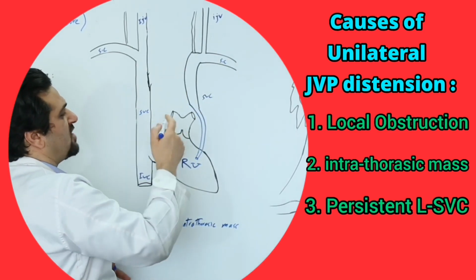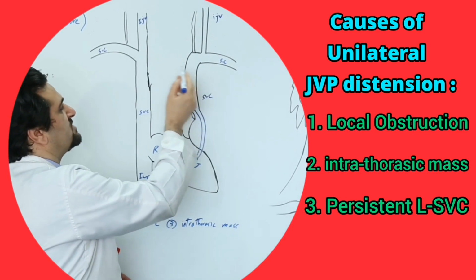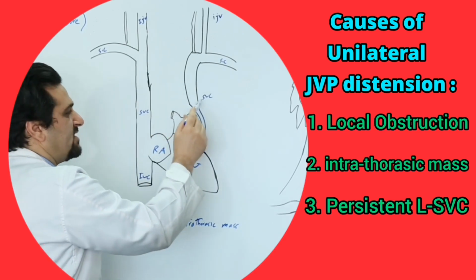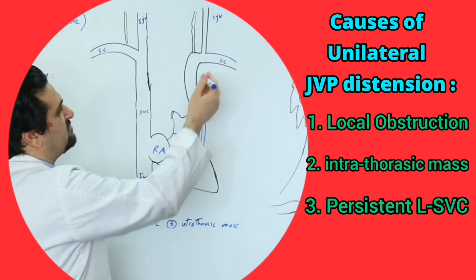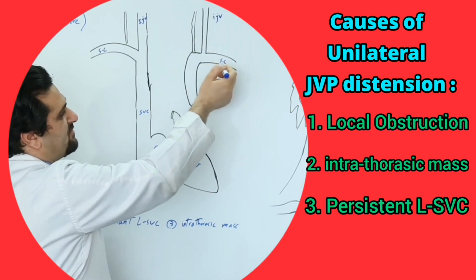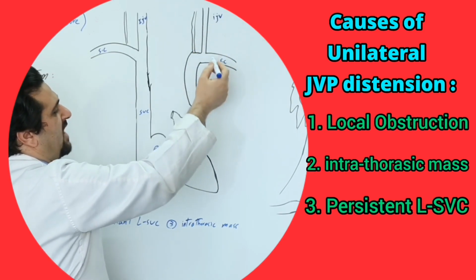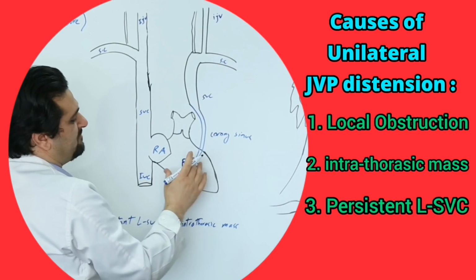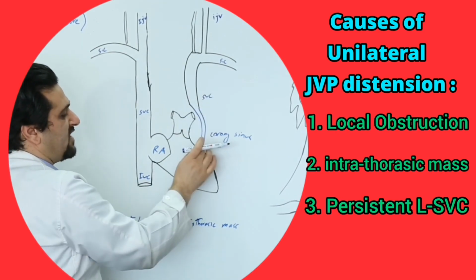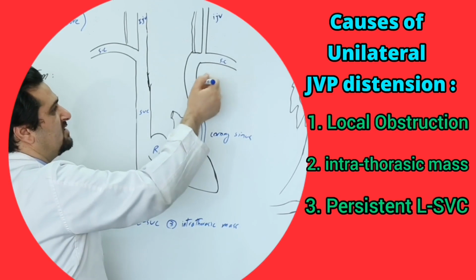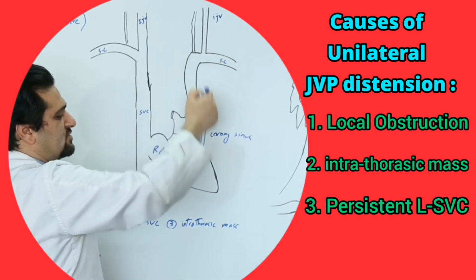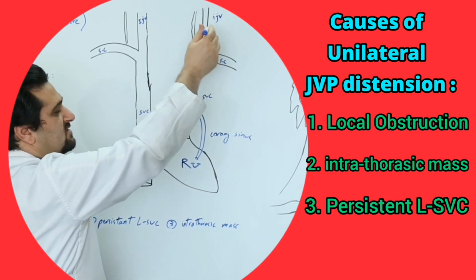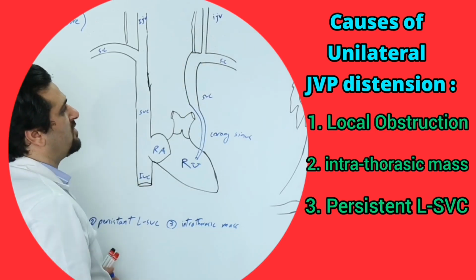But at the end of the embryonic period, this left SVC disappears, and these vessels connect directly to the right SVC. Now, in patients who have a persistent left SVC and the left SVC remains, this causes the blood flow from the left subclavian and the left internal jugular vein to enter the right ventricle directly through a small vein called the coronary sinus. And because this vein is a small diameter vein, it cannot easily handle this volume of venous blood flow passing through it. And for this reason, we always see congestion and distension of the internal jugular and subclavian veins in these patients.